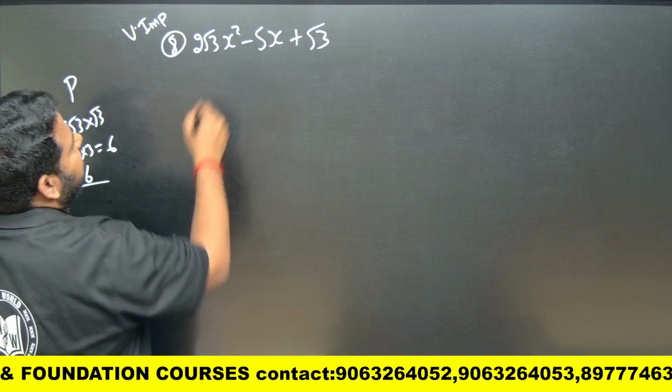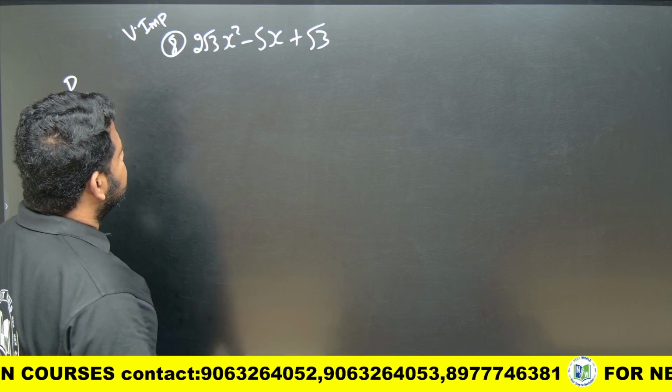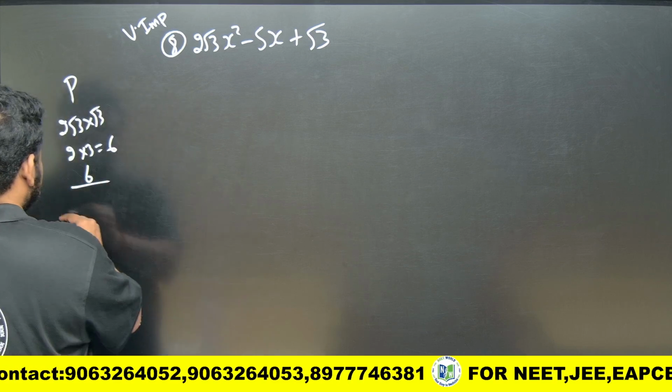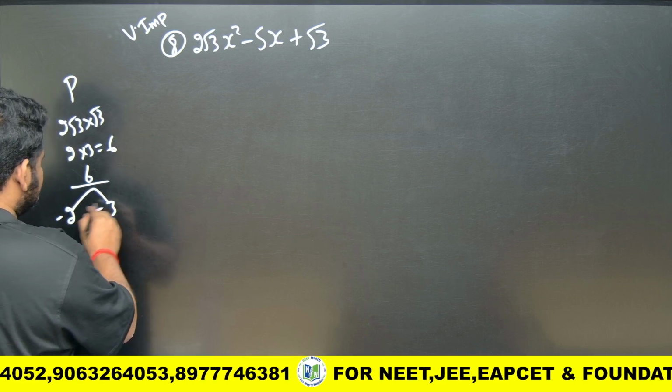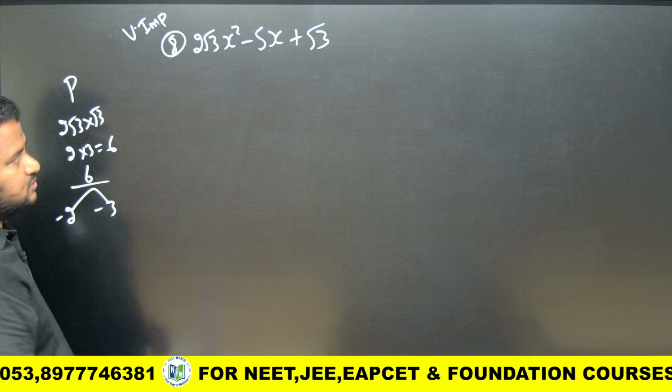Sum is given as minus 5x. So, what can I write? I can write it as minus 2 into minus 3. Minus 2 into minus 3, I will get plus 6. But the sum will be minus 5x. So, here what should I write?